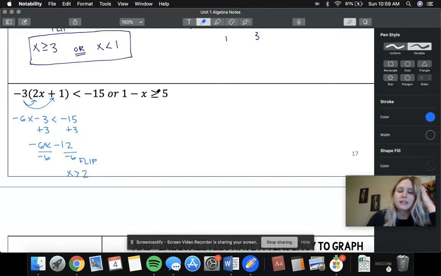Okay, then our other one, we have 1 minus x is greater than or equal to 5. So I'm first going to get rid of the 1. Then I'm going to divide by that negative 1. Because I divided by a negative, again, I'm going to flip my symbol. So I have x is greater than 2 or x is less than or equal to negative 4.